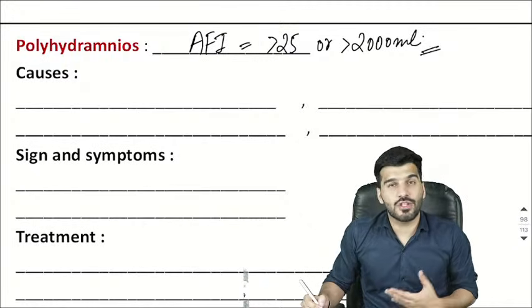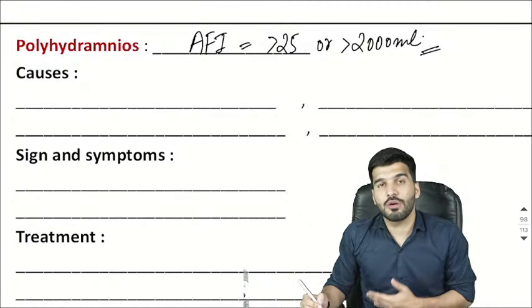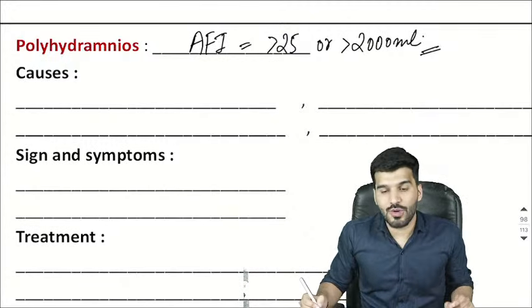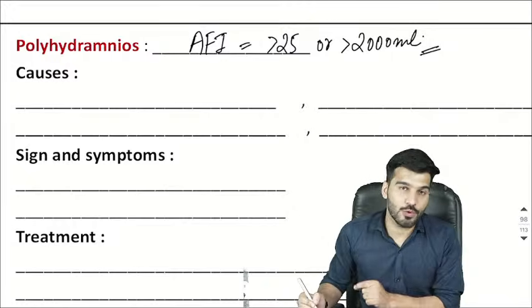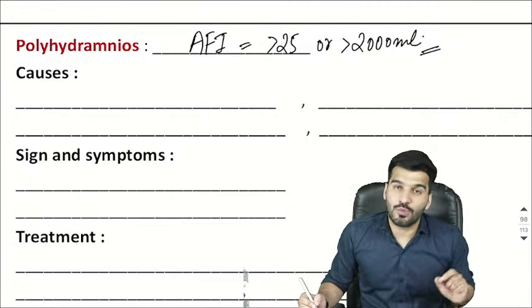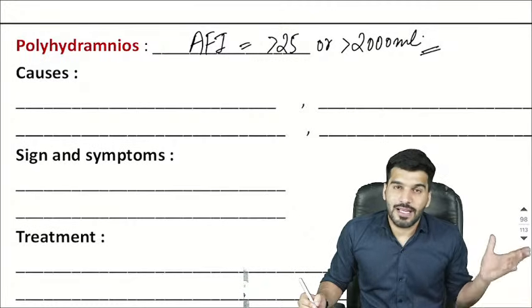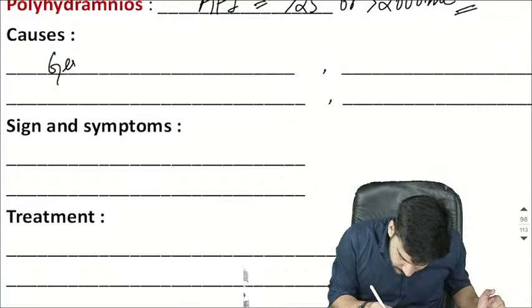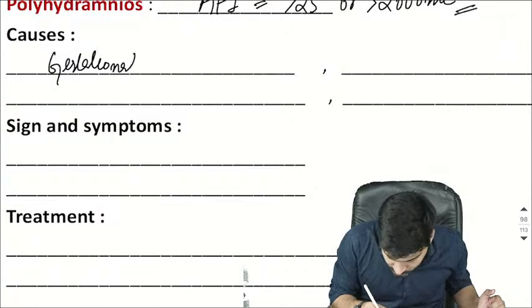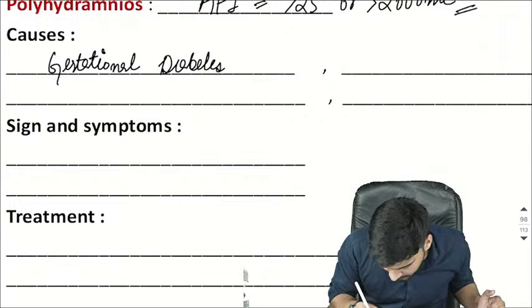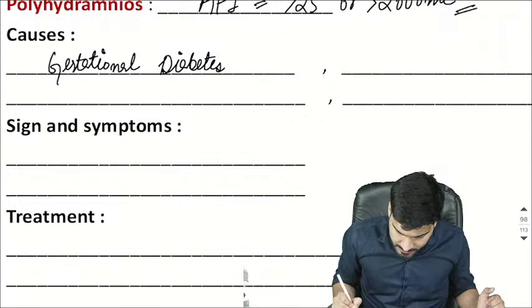Or in case of gestational diabetes also, there will be polyhydramnios. If you ask the most common cause, that is going to be idiopathic, but the most common cause for severe polyhydramnios is going to be congenital GI anomalies. So what are the causes? First of all, we have gestational diabetes. Followed by that, we have twin pregnancy.